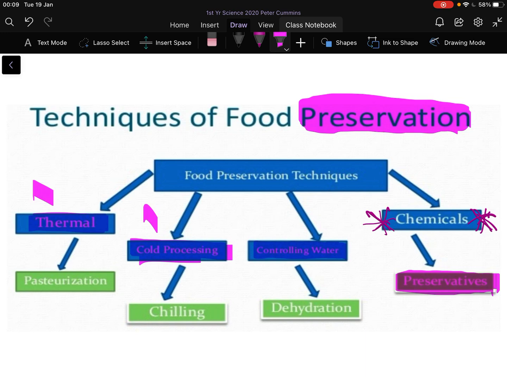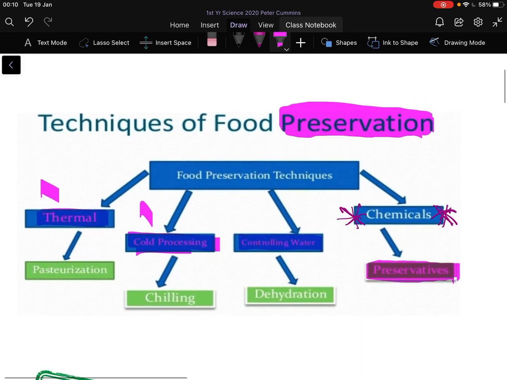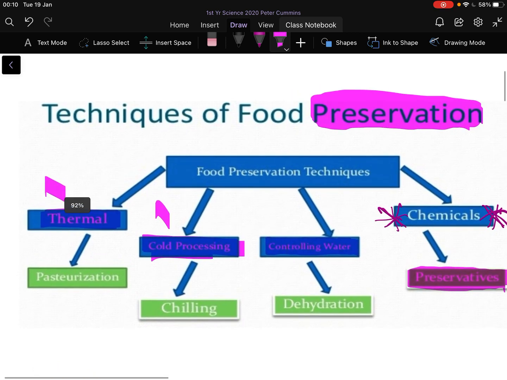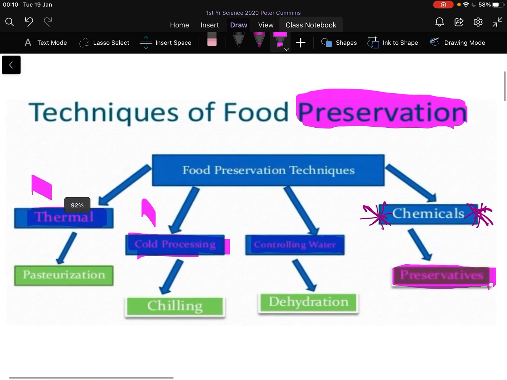Heat it up, make it really, really cold, dehydrate it, so suck all the water out of it, like a pot noodle or a cup soup, dry as a bone, until you add the water to them, or add preservatives to it. And preservatives have an awfully bad name, haven't they? We don't like to think that our food has preservatives in it. I don't know why, to be honest with you. There must be a reason behind it, which we'll look into later on.